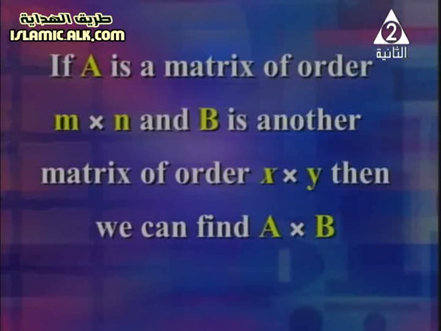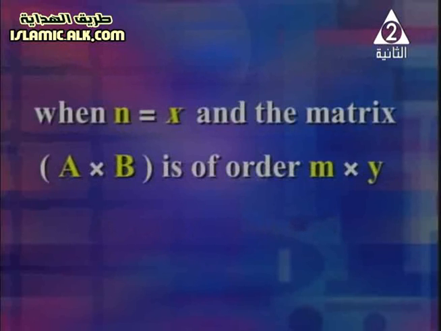What do you mean? n, the number of columns of the first, equals x, the number of rows of the second. This is the condition when multiplying two matrices: n equals x. When n equals x, the order of the matrix AB must be m times y.